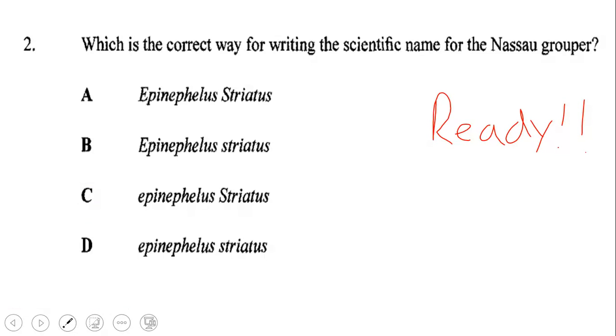And the question states the following. Which is the correct way for writing the scientific name for the Nassau grouper? Is it A, B, C, or D? Which is the correct way for writing the scientific name for the Nassau grouper? I'm going to give you an opportunity to attempt this question on your own. So please pause the video, attempt the question on your own, and I'll see you on the other side of the pause.